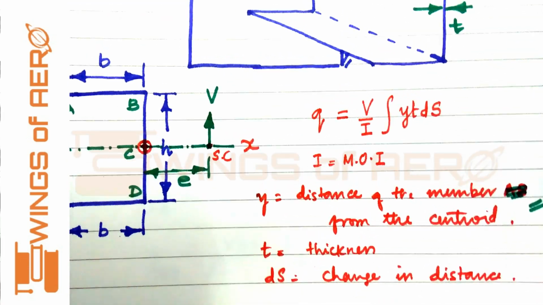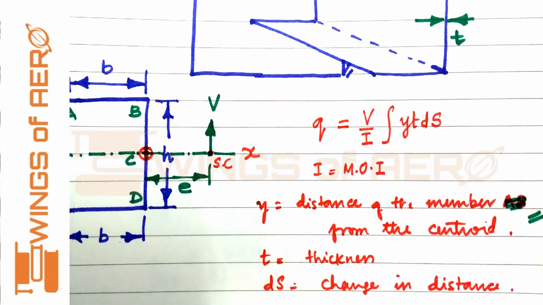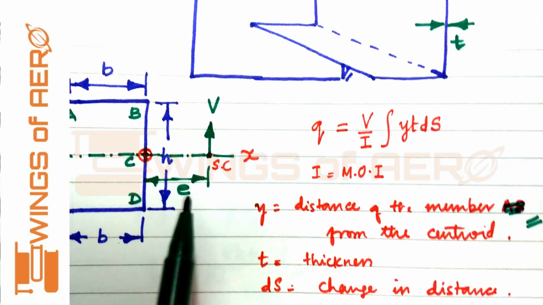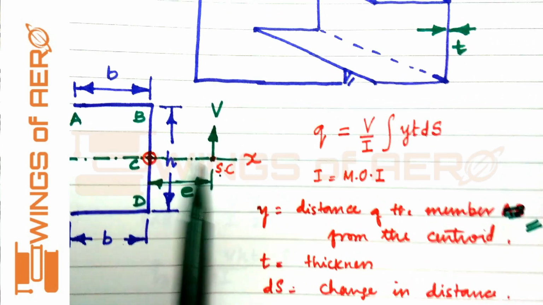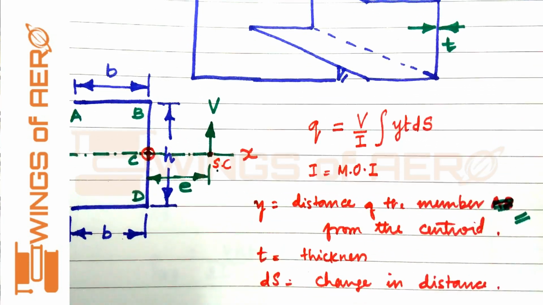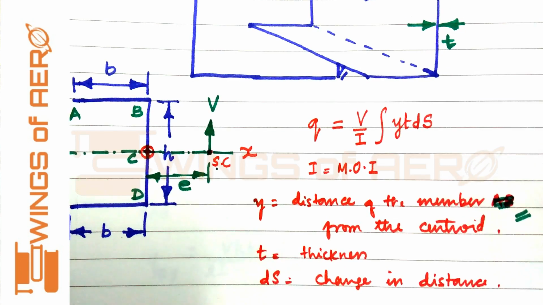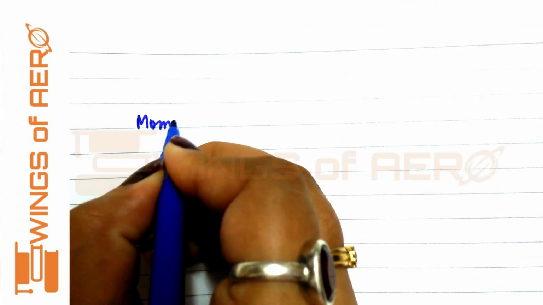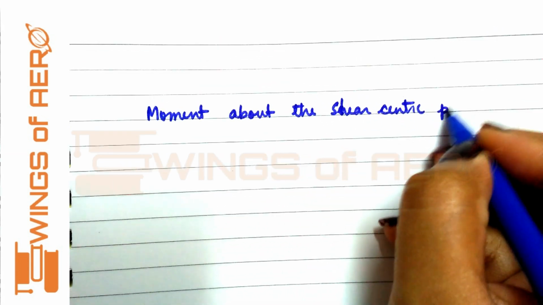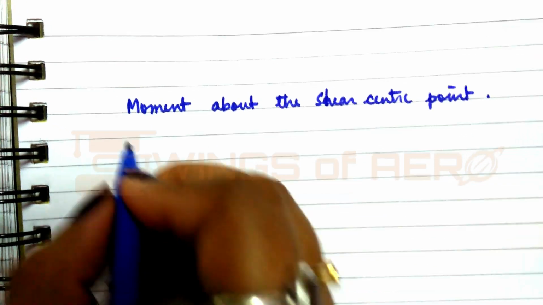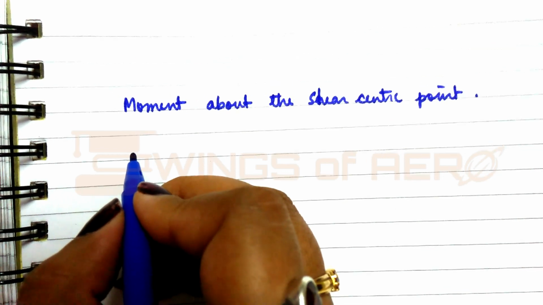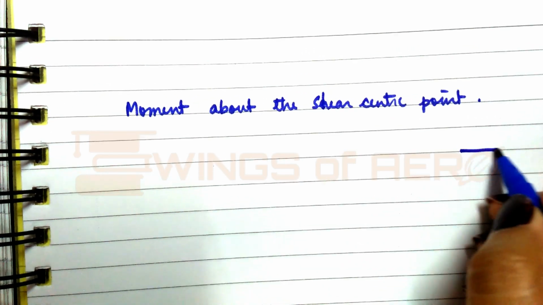Now again recalling this question, what is given in this question? We have to find the shear center. Now let's take a moment about the shear center point. We have F1, F2 and F3. Let's take the shear moment about the shear center. So we are taking a moment about the shear center point, recalling the diagram.